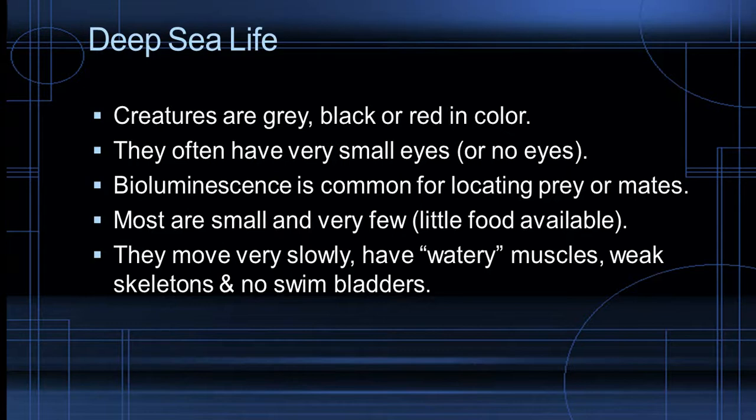The life down there: creatures tend to be gray, black, or red. They often have small eyes or even no eyes, since there's no real light to catch here, so they don't have to worry about that. Bioluminescence is common for them to be able to see things, for catching prey or finding a mate. Most are small, and there's very few of them. So it's few and far between. They move very slowly. They have watery muscles, weak skeletons, no swim bladders, and these are some crazy creatures down here.